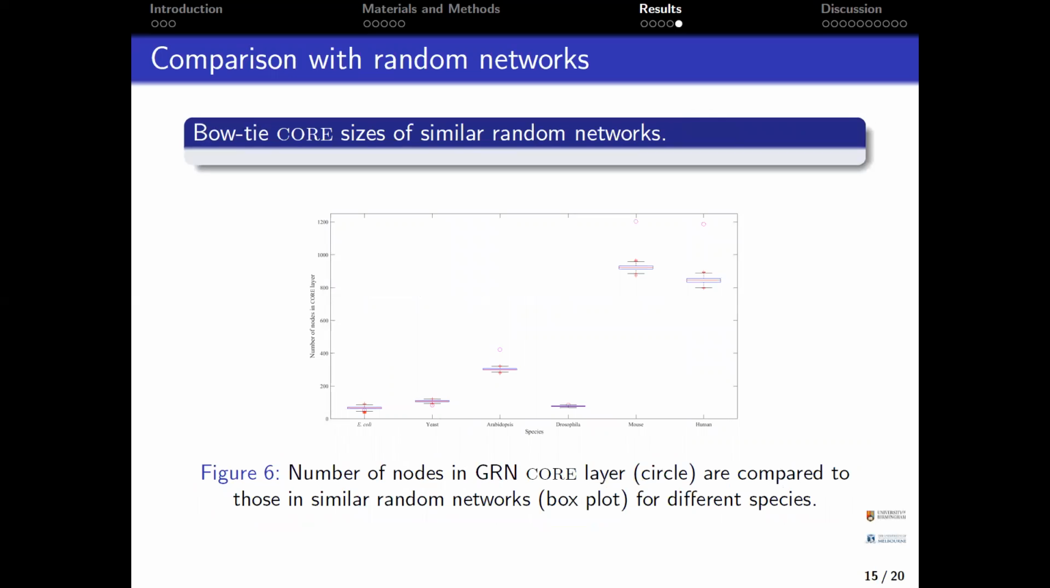Next, we compare our results with similar random networks. By similar, I mean random networks of similar node size and node degree. And here we plot the number of nodes of the original GRNs and also the number of nodes in the core of similar random networks in the box plots. And we observe that for E. coli and yeast, the original core size is significantly smaller than what is expected in random networks. And for more complex species, it is significantly higher. This division will be useful in our later hypothesis.